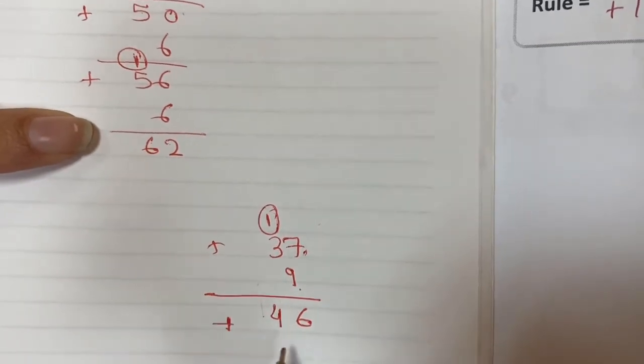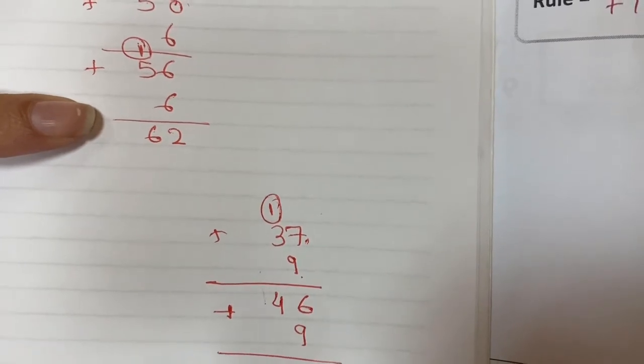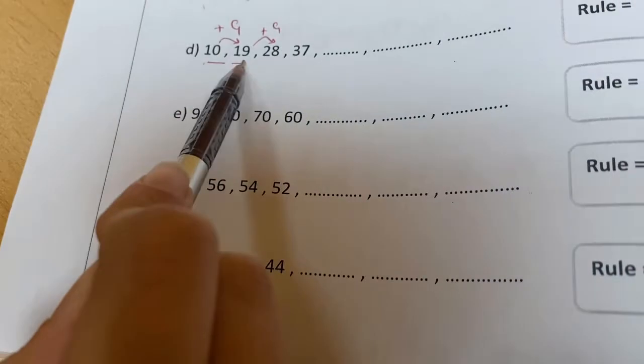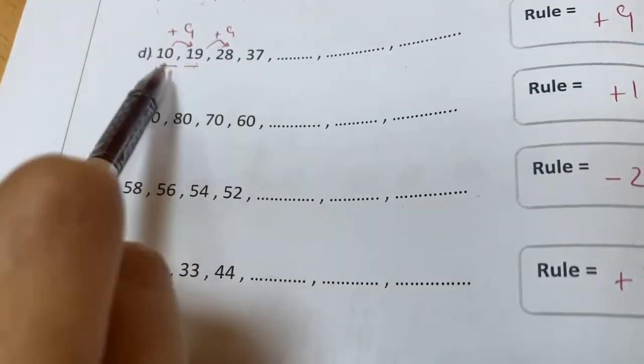46 plus 9. 9 plus 6 equals what? Is the number getting smaller or getting bigger? The number is getting bigger, so we're going to make addition. 19 minus 10 equals 9.